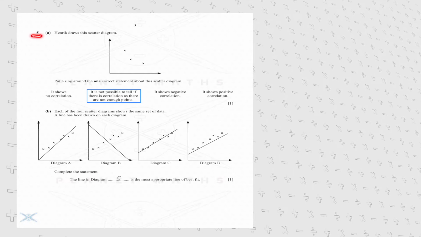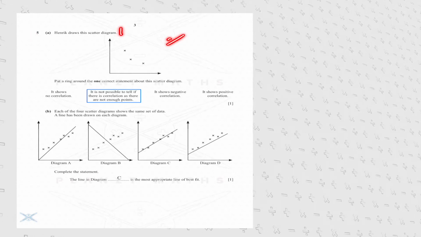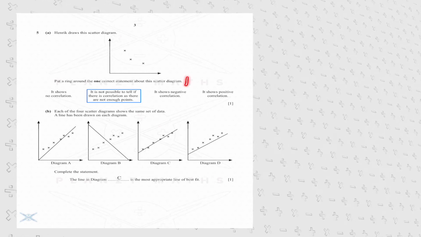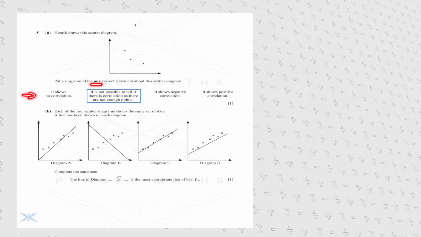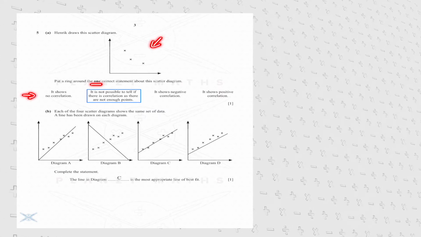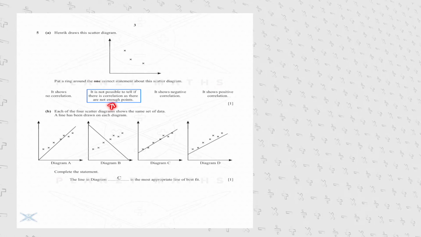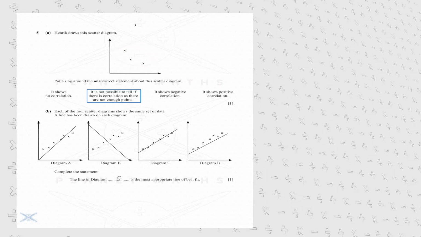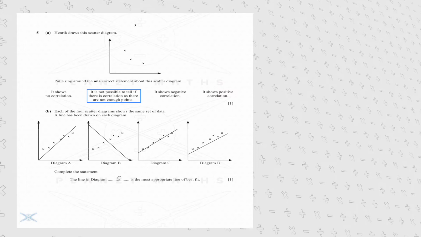Moving on to exercise number 5, where in part A Henrik has drawn his scatter diagram, and we are supposed to put a ring around one correct statement about this scatter diagram, indicating that only one of those 4 statements provided is correct. In this case, the correct option is the second one, that it is not possible to tell if there's a correlation, as there are not enough points. So more data would have to be collected and plotted into the diagram in order to find a reliable answer.